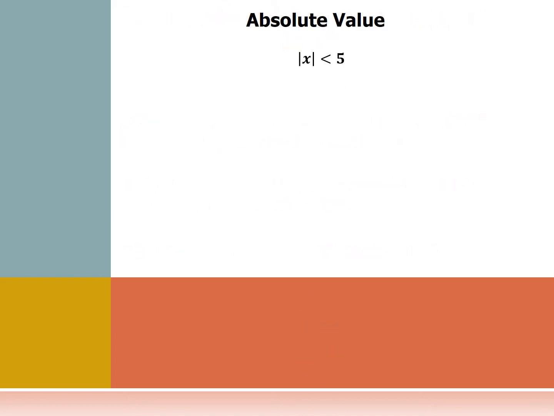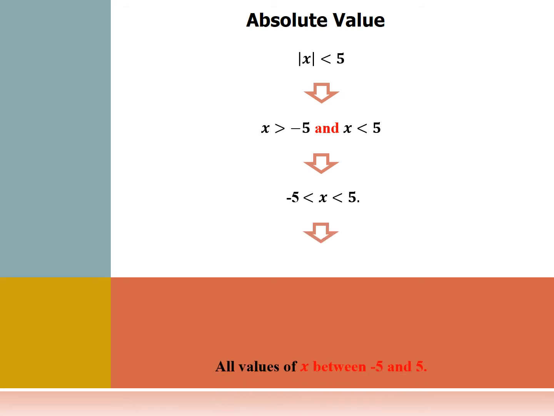So here we have absolute value of x less than 5 means x is greater than -5 and x is less than 5. So we have the common area between them from -5 to 5, so x is between -5 and 5, and here are all the values of x between -5 and 5.